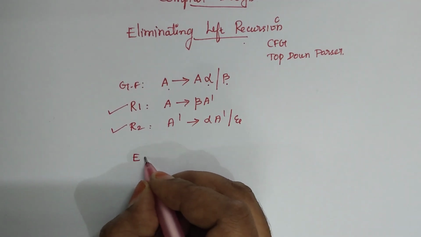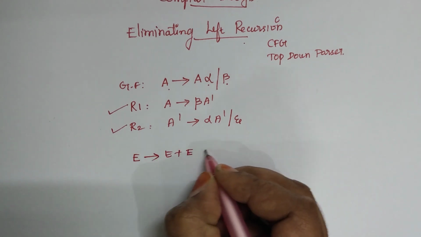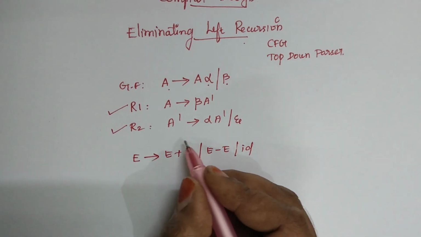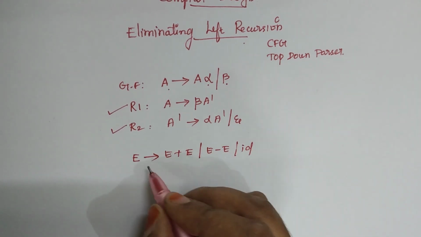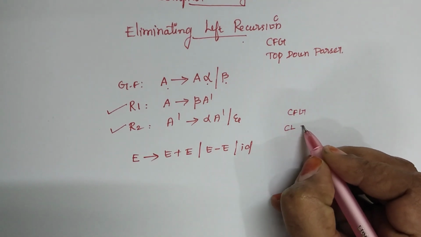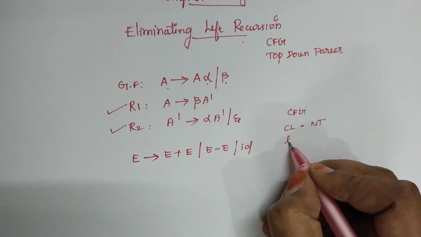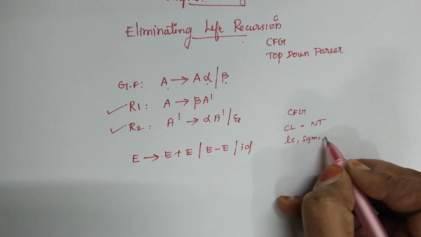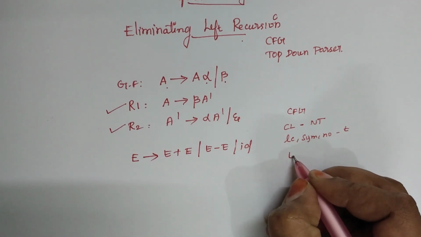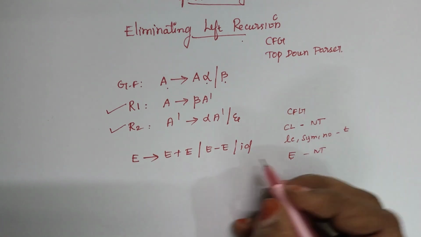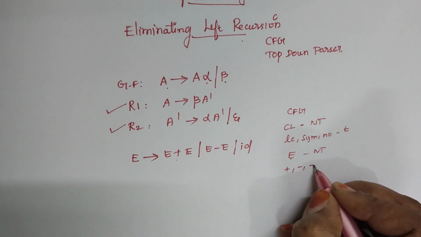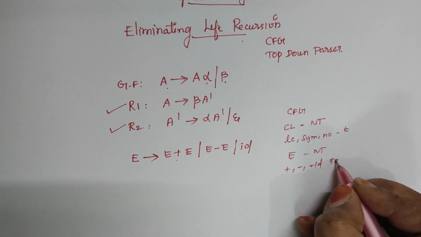Now consider this example. E produces E plus E or E minus E or ID. Before going to solve this problem, I'll tell you what is this E. E is a non-terminal. In a context-free grammar, all the capital letters are termed as non-terminals. All lowercase letters, symbols and numbers are called terminals. So here capital E is the one and only non-terminal. Plus, minus, ID. These are all called terminals.